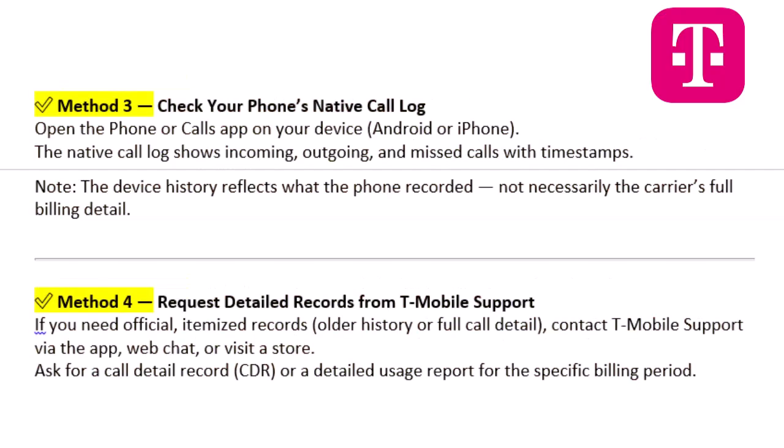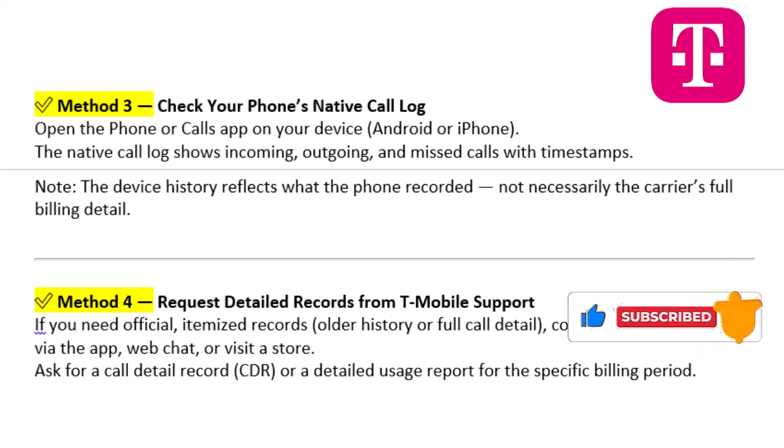Method 3. Check your phone's native call log. Open the Phone or Calls app on your device, Android or iPhone. The native call log shows incoming, outgoing, and missed calls with timestamps. Note, the device history reflects what the phone recorded, not necessarily the carrier's full billing detail.